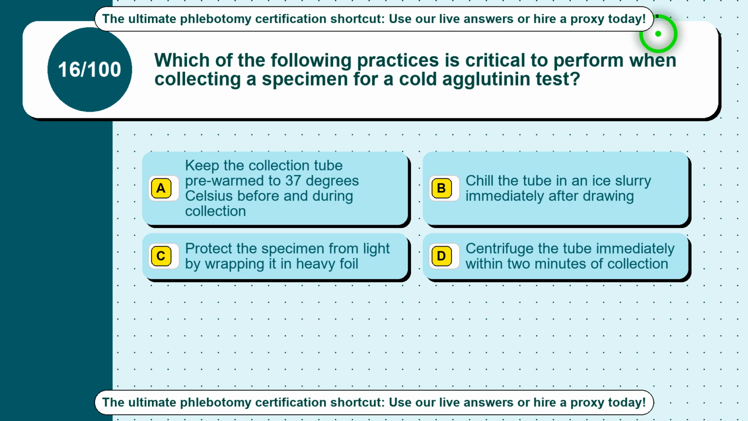Question 16. Which of the following practices is critical to perform when collecting a specimen for a cold agglutinin test? Option A. Keep the collection tube pre-warmed to 37 degrees Celsius before and during collection. Option B.